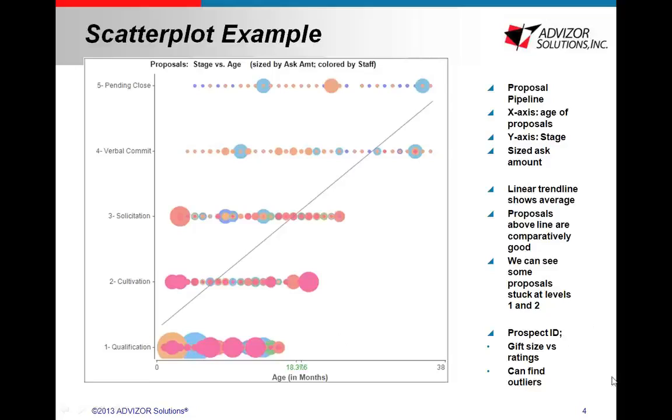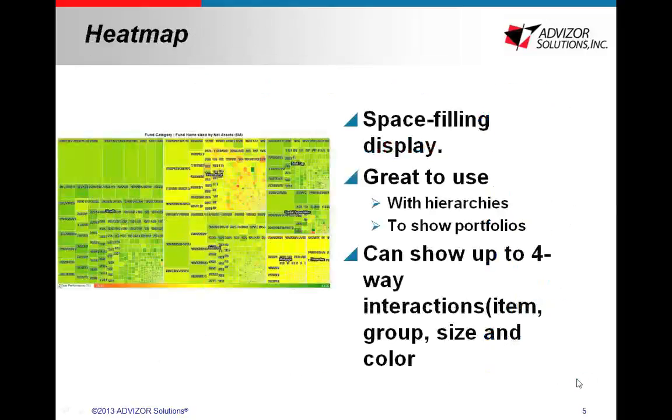So another example where we can use the Scatterplot in advancement, and we do commonly, is on the prospect ID. Sometimes we plot gift size versus ratings, and then you can see outliers. Someone is really highly rated but has a small gift size, what's going on there, and that sort of thing.